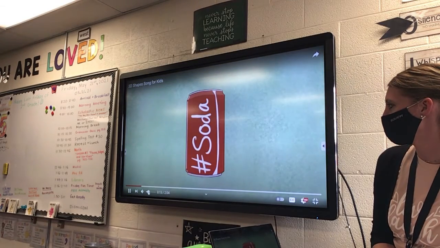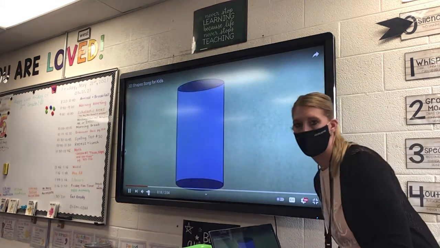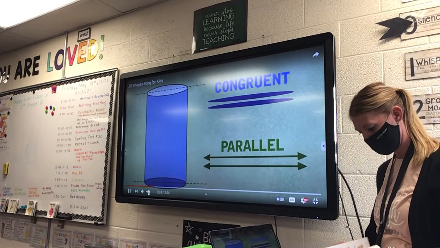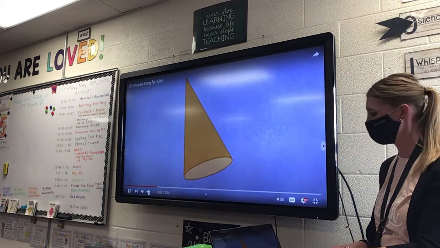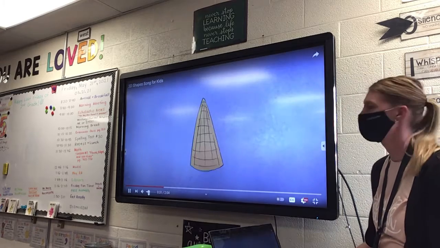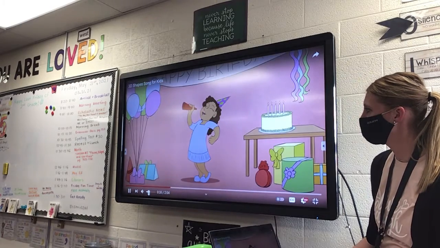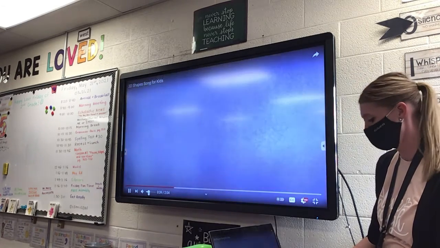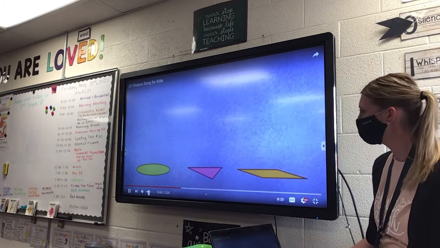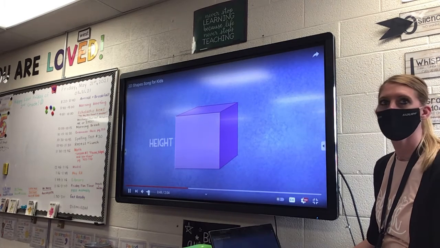Cylinders look like soda cans. They're the shape of pots and pans. They have 2 circular bases that are congruent and parallel faces. You see cones in construction zones, or when you're eating ice cream cones. All points of the circular base meet at the same point, like a party hat. These are all 3-dimensional shapes. They all have a base and take up space. The 3 dimensions are height, width, and length.